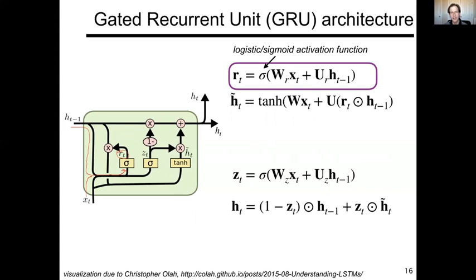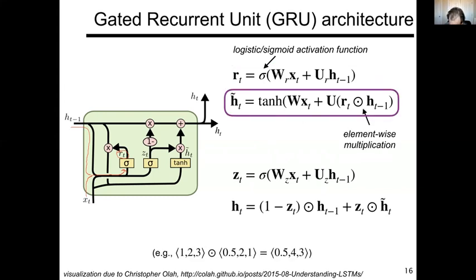And what a gate is, it's something that controls access to some kind of information. In particular, the way that R works is understood when you look at the next equation, which is the combination of R together with the preceding hidden state. This is what's called element-wise multiplication, illustrated down at the bottom of the slide. The element-wise multiplication of two vectors is pretty straightforward. So for example, 1, 2, 3, element-wise multiplied by 1/2, 2, and 1 becomes 1 times 1/2 is 1/2, 2 times 2 is 4, and 3 times 1 is 3.